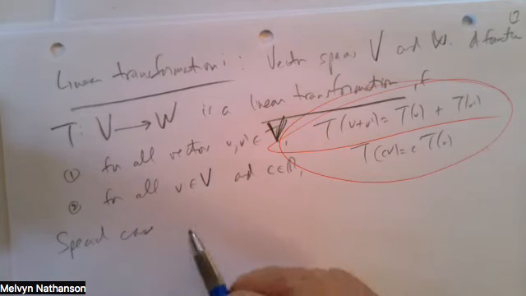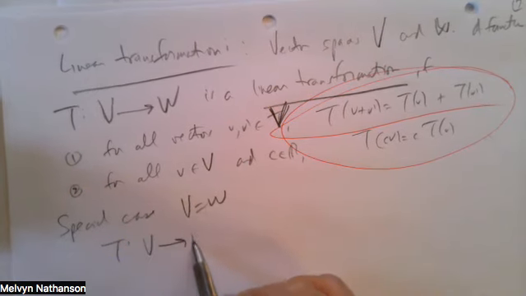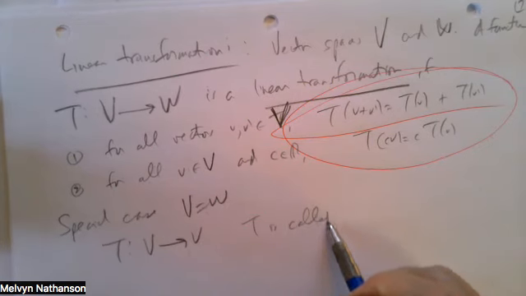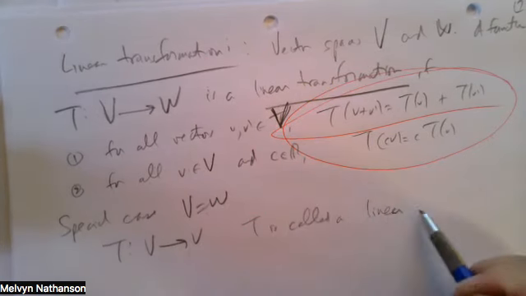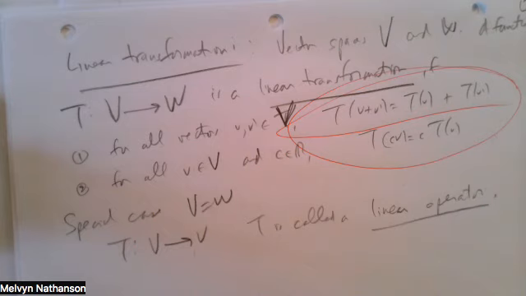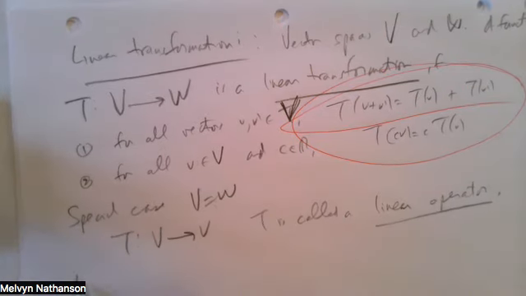And in the special case when V is equal to W, so we're looking at functions from a vector space V to itself, T is called a linear operator. So this is just language. And the world is full of linear transformations.